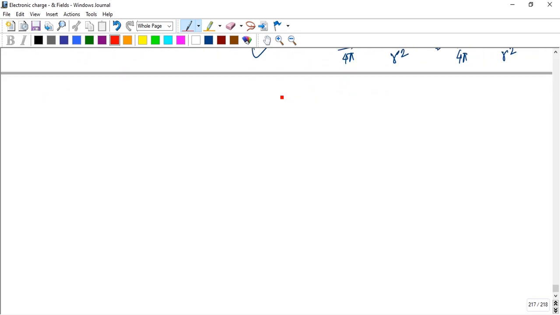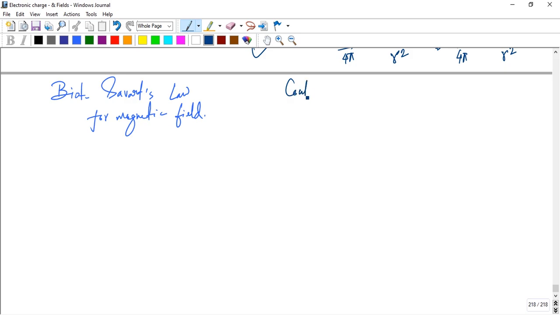Here the Biot-Savart law is for calculating the magnetic field, and the Coulomb law is for the electric field, because F equals Q times E, and E equals F by Q, and the Biot-Savart law we get from the equation here.